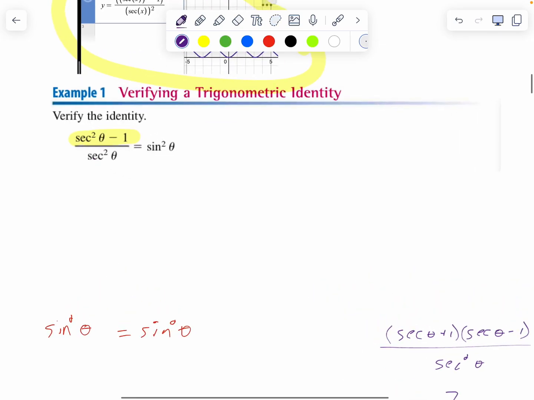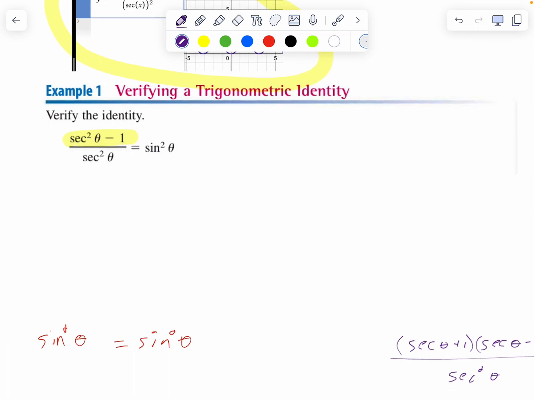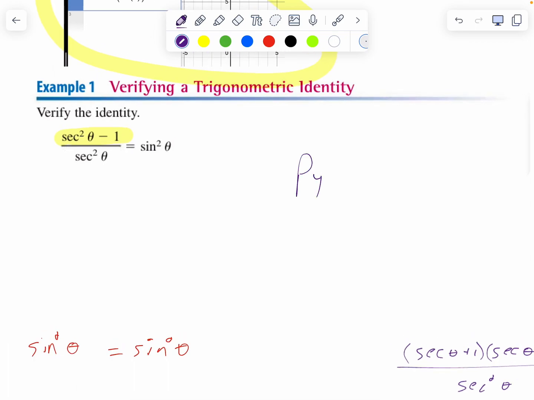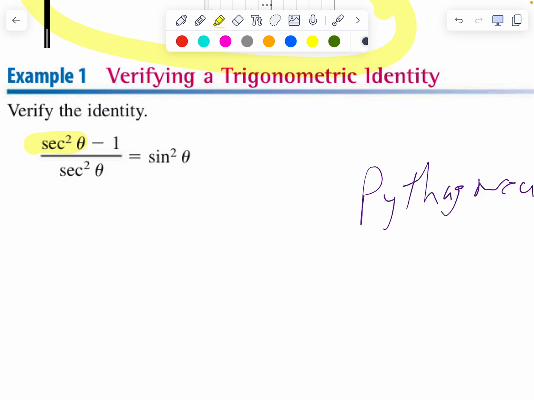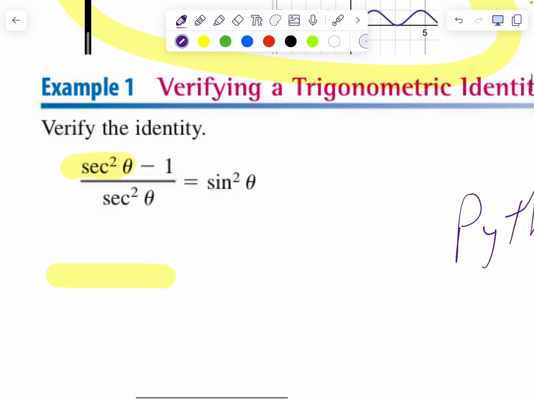So, what's another option? There's a Pythagorean identity. That yellow highlight is a Pythagorean identity. Oh, I need to revise my yellow highlight. That yellow highlight is equal to the Pythagorean identity tangent squared theta plus 1.